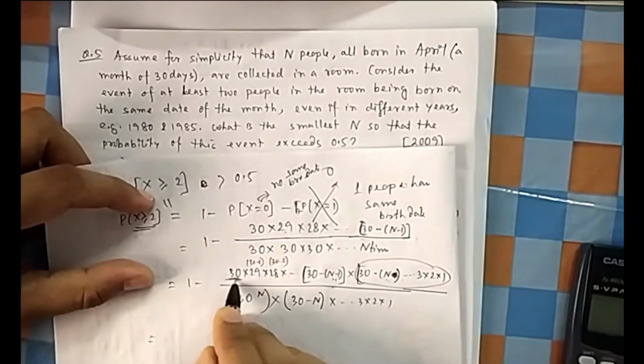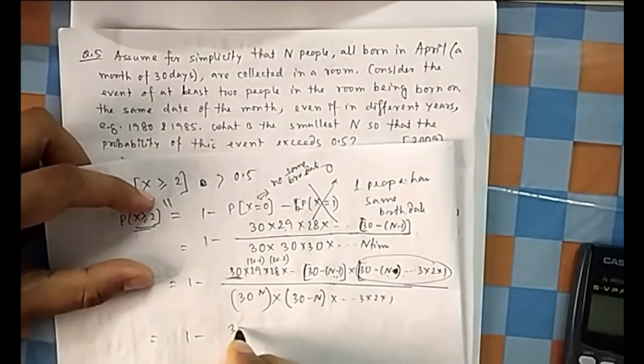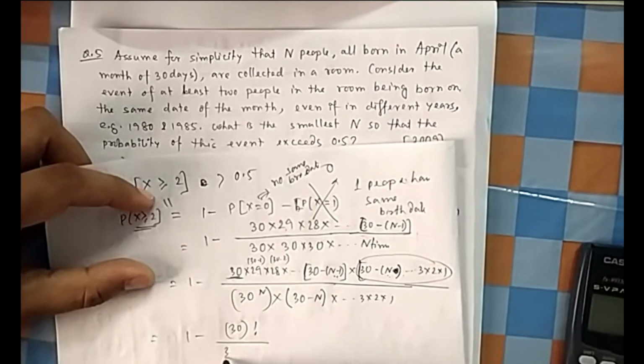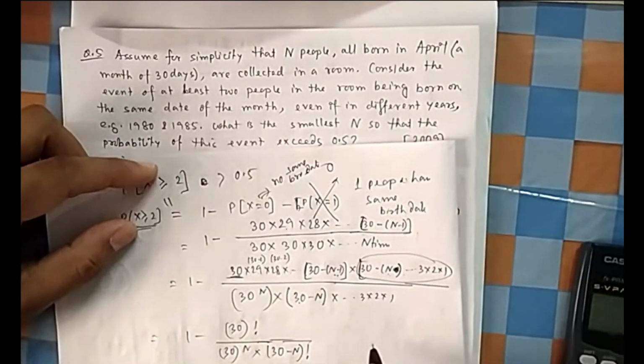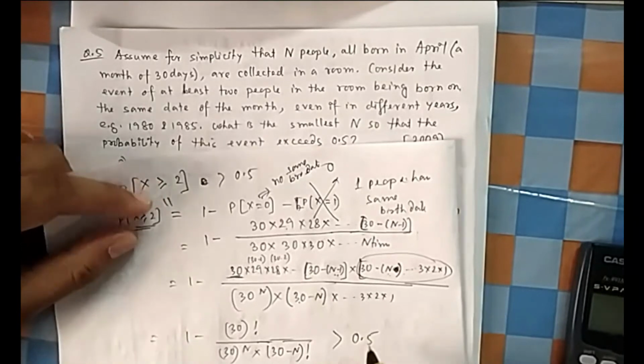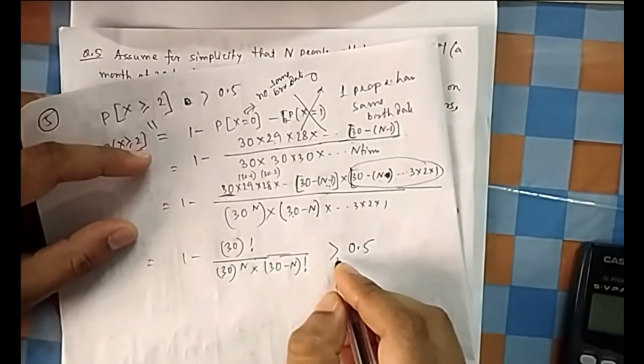Because you are coming from 30 to 1. So it is 30 factorial. And it is 30 to the power n. Into this one is from 30 minus n to 1. That is 30 minus 1 factorial. This one should be greater than 0.5. Greater than or equal to.